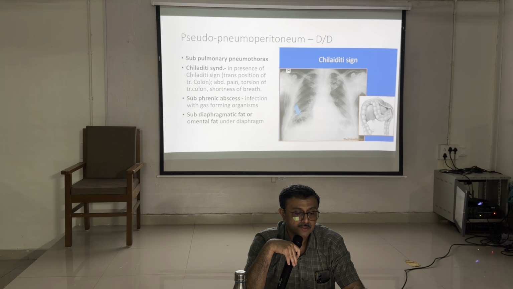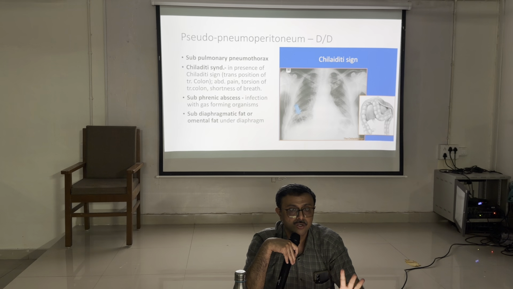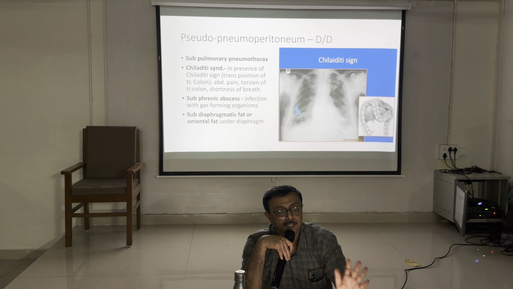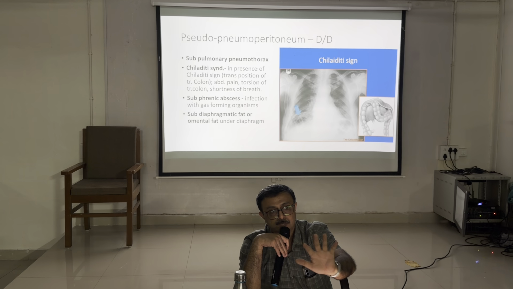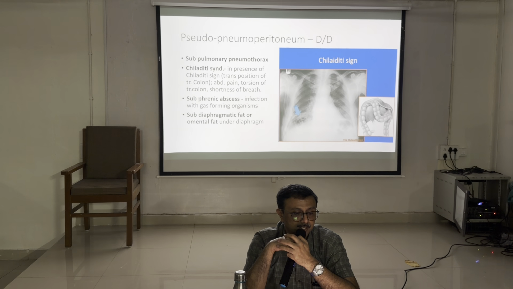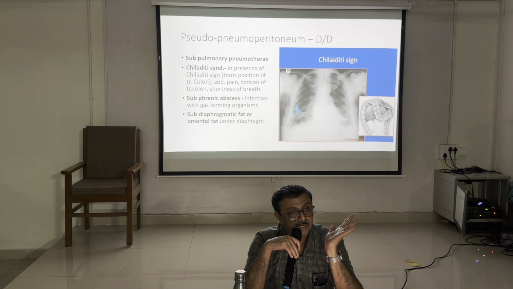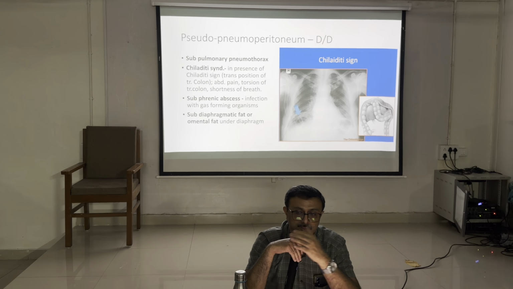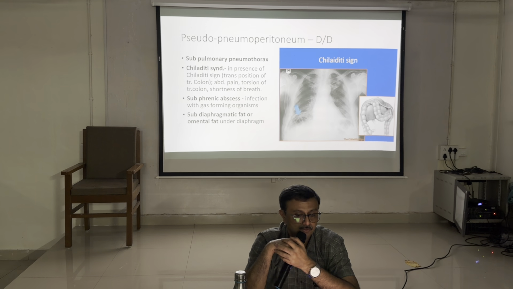Abdominal pain, torsion of the transverse colon, shortness of breath: this is Chilaiditi syndrome. If these symptoms are there, you have to think that it can be Chilaiditi syndrome. Abdominal pain, shortness of breath, and you advise an X-ray, there is a transposition of the transverse colon.